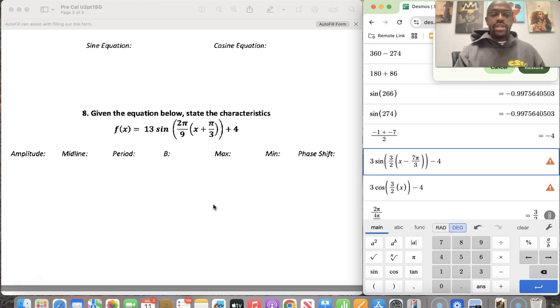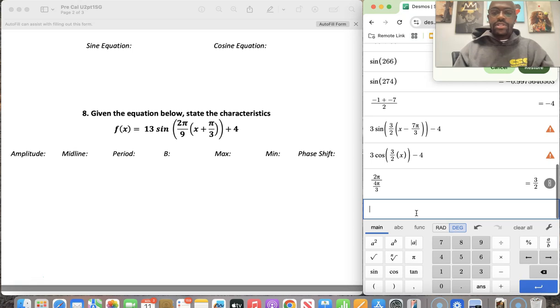All right. So now let's go ahead and look at an equation and label the same characteristics. So then now we're looking at an equation. So then now let's go ahead and start with our midline is 4. That's on the back end right here. And then our amplitude is 13. That goes on the front end. The b is our frequency. So that's the 2 pi over 9. Because remember, frequency is in our equation, not period.